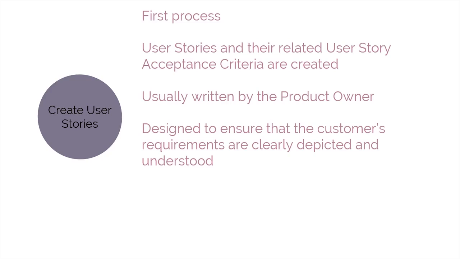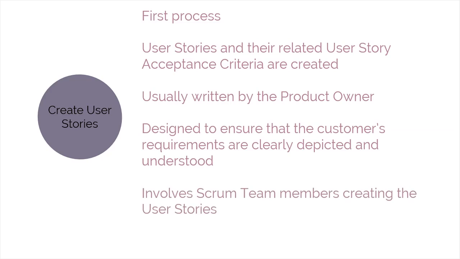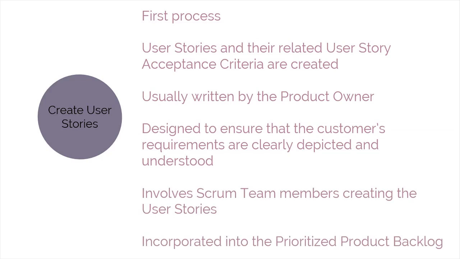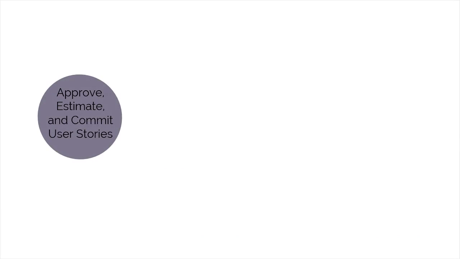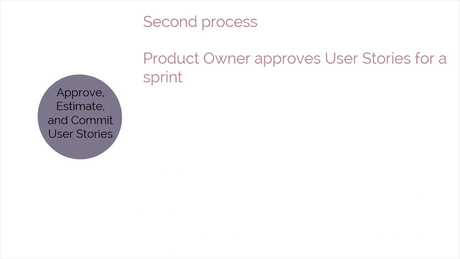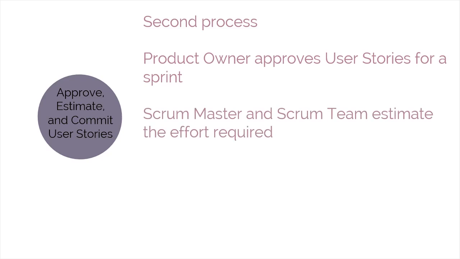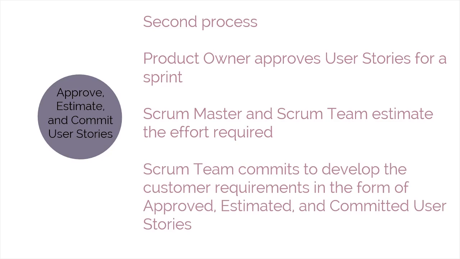User story writing exercises may be held. This involves Scrum team members creating the user stories. User stories are incorporated into the prioritized product backlog. Approve, Estimate, and Commit User Stories is the next process. In this process, the product owner approves user stories for a sprint. Then, the Scrum Master and Scrum team estimate the effort required to develop the functionality described in each user story. And the Scrum team commits to develop the customer requirements in the form of approved, estimated, and committed user stories.